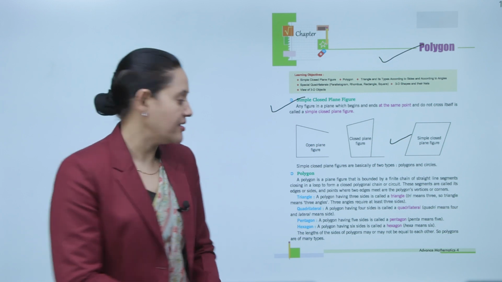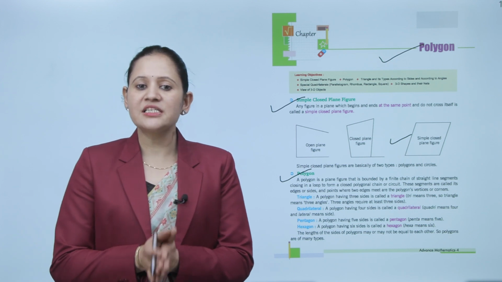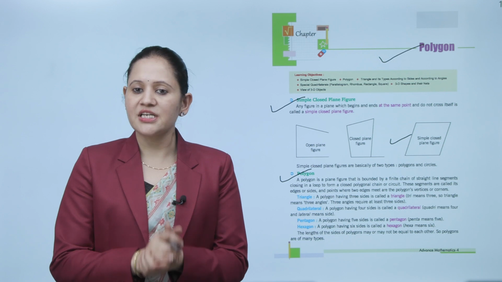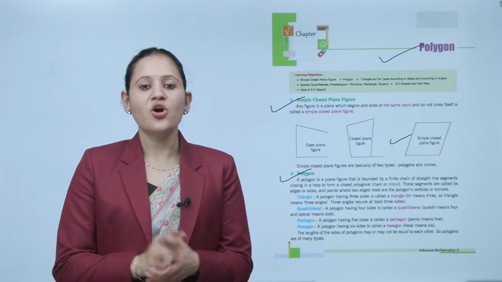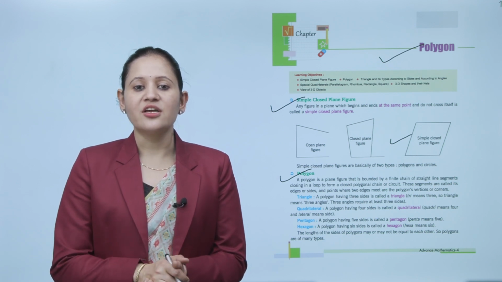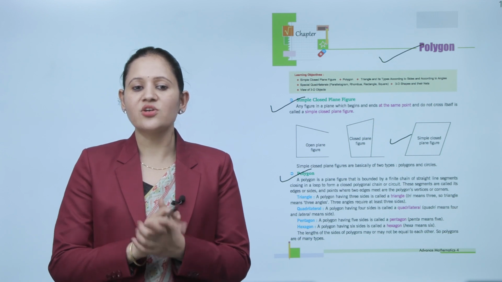So first is polygon. The polygon is a plane figure that is bounded by a finite chain of straight line segments closing in a loop to form a closed polygon chain or circuit. These segments are called its edges or sides. The points where two edges meet are the polygon vertices or the corners.